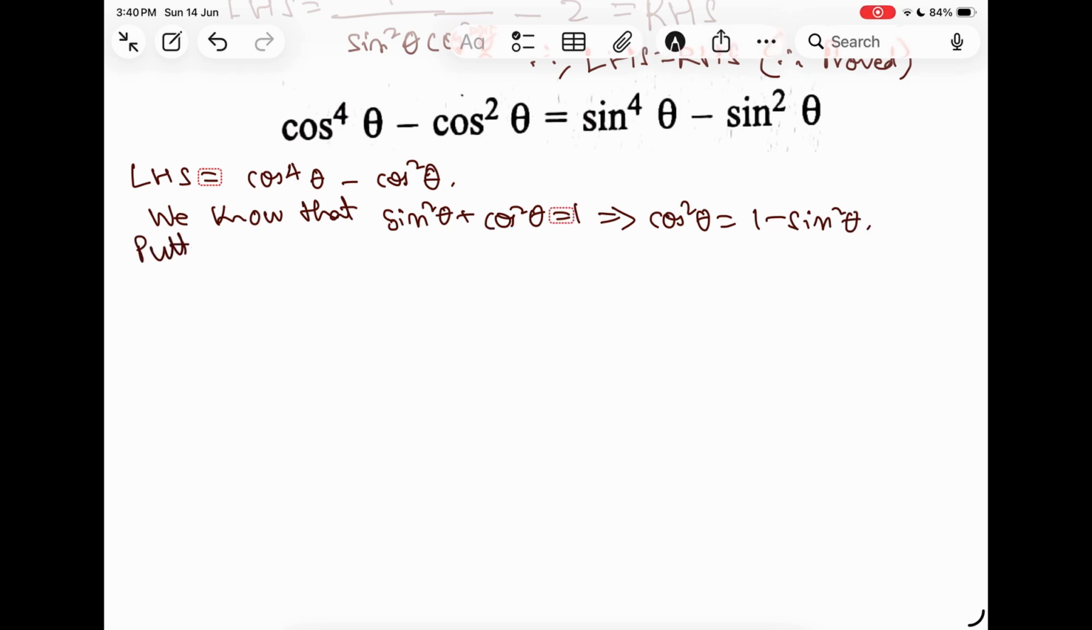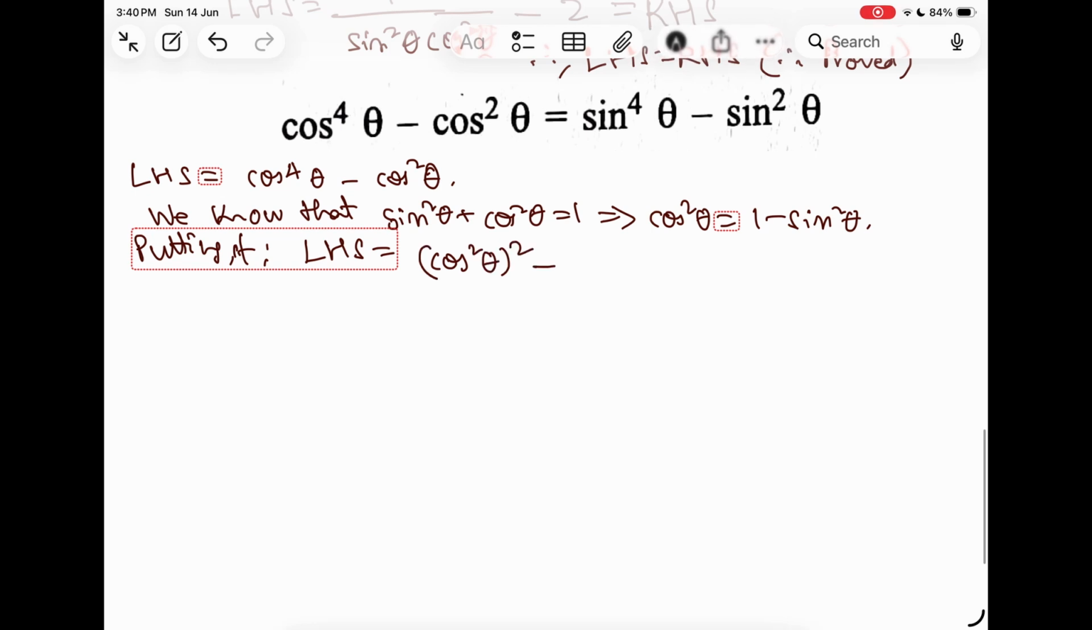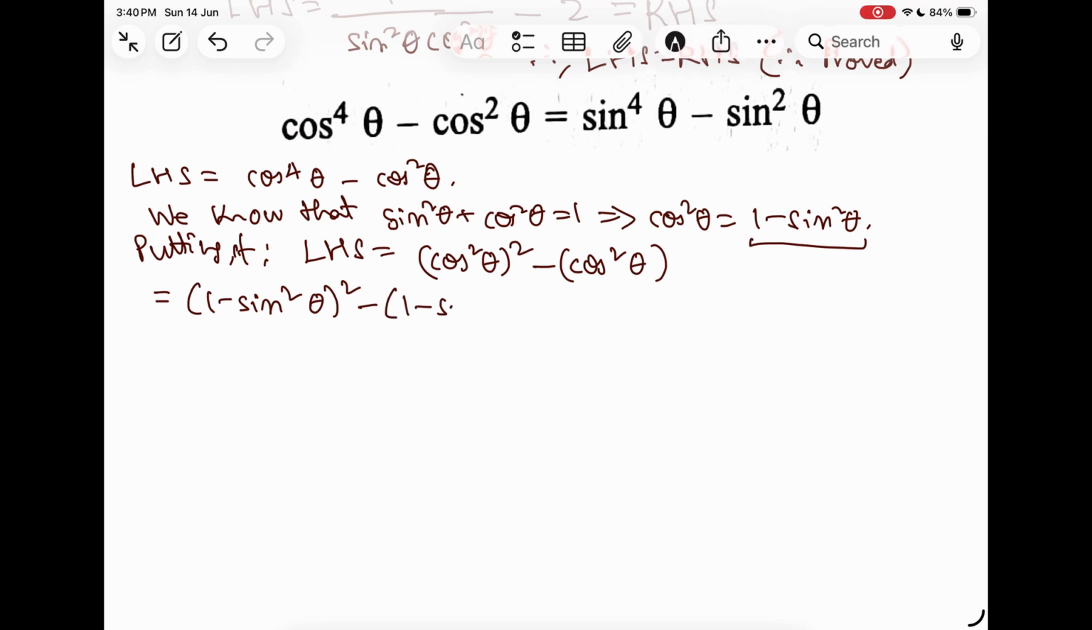Now why are we doing this? We are doing this because we want to put cos square theta equals 1 minus sine square theta in order to get only the sine theta terms, so that there are no other cos theta terms remaining in our expression, right? Putting it, we are separating the cos square theta terms. Hence we have written cos to the power 4 as square of the square. Now again we have written it as 1 minus sine square theta whole square minus in bracket 1 minus sine square theta, where there is a whole square on that term, right?